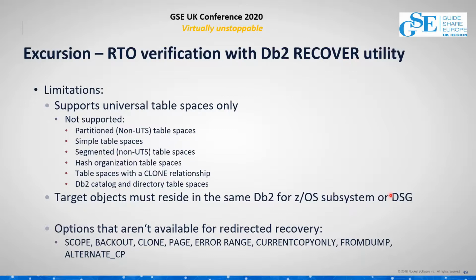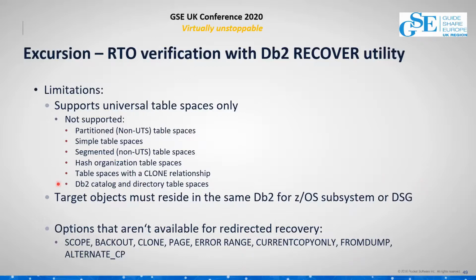Some of the limitations I mentioned before, that you have to be in the universal table space land. So not supported are partition non-UTS table spaces, simple table spaces, segmented non-UTS table spaces. Hash organization table spaces are not supported. It does not support table spaces that have a clone relationship defined on it, and you can't use it on Db2 catalog and directory table spaces.